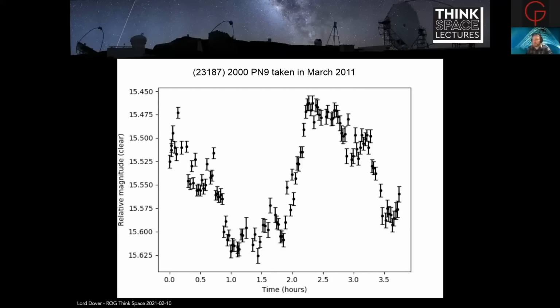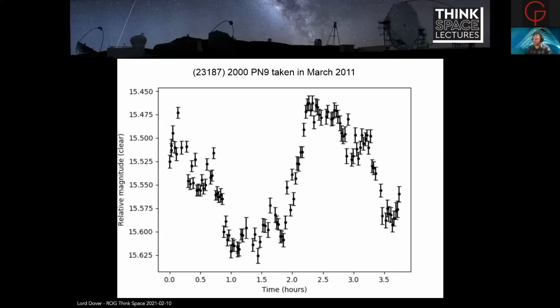And another thing that we can do is measure the brightness of the asteroid and use that to work out how big the asteroid is. Because we know how far away the asteroid is from the Earth, because we know what orbit it's on, we can actually work out how much sunlight it's reflecting to us. And that depends on how big the asteroid is.